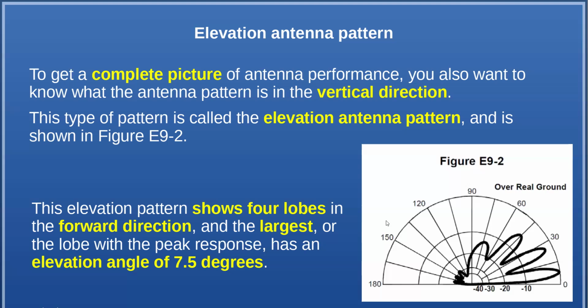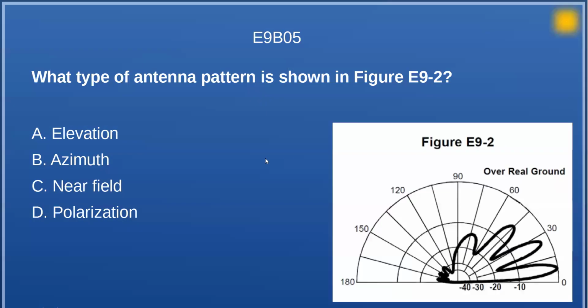That's why usually half a wavelength gives you a pattern where you basically have a single lobe, but your takeoff angle won't be quite as low. So it's one of those trade-offs. You get more power out, but at a higher angle. And like I said, we'd say this was a 7.5 degree elevation or takeoff angle. So what type of antenna pattern is shown in 9.2? Alpha.